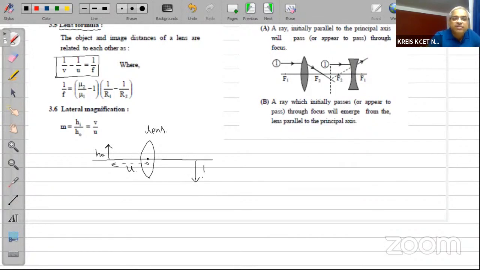Let the height of the image here be equal to hi. This object has an image formed. Now I will define a lateral magnification as the height of the image to the height of the object. I can show you that m, which is equal to hi by ho, will also be equal to the image distance to the object distance.